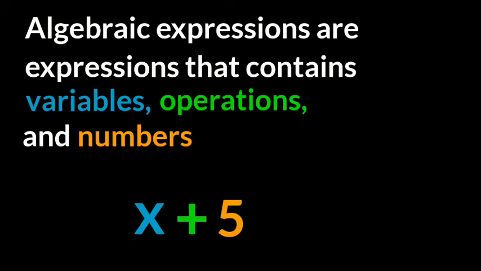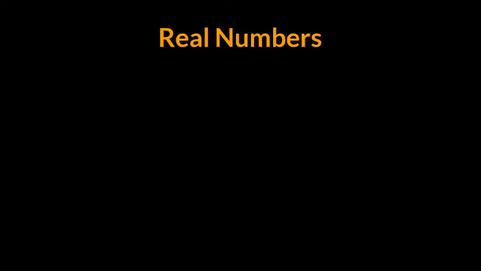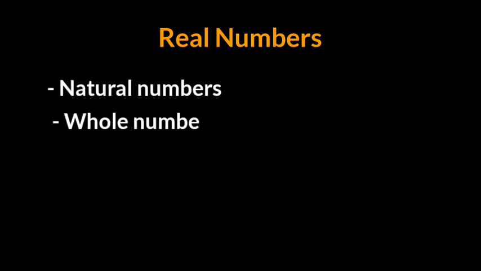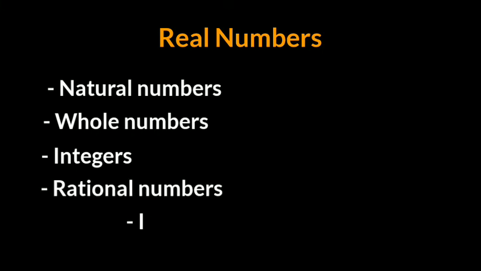So, for us to really understand what algebraic expressions are, we need to know what numbers are, right? Now, in mathematics, we have what we call real numbers. Now, what are real numbers? Real numbers are generally any number you can think of, from 0 to 1000, minus 1, 2, minus 2, 4 over 3, 3.14. These are called real numbers. Now, real numbers can be classified into the following: natural numbers, whole numbers, integers, rational and irrational numbers. Now, we're going to be explaining what these numbers are.